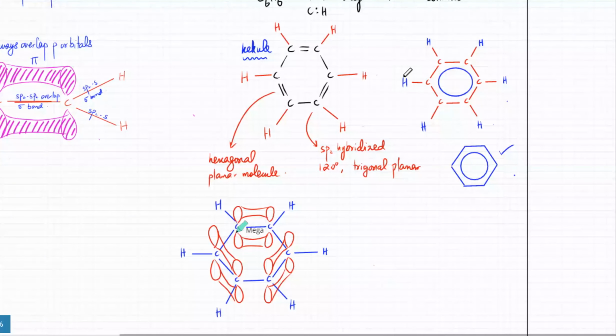Is that clear? Yes, sir. Theek hai, Alicia, is this clear? Nadine, is this clear? Yes, sir. So it's three pi bonds.